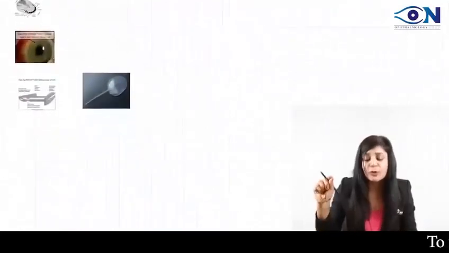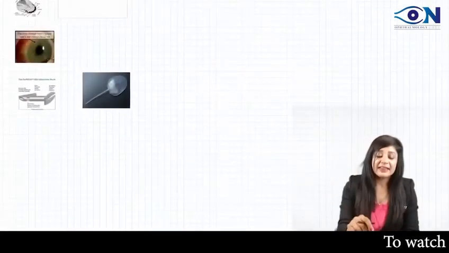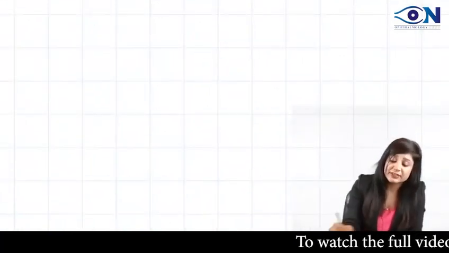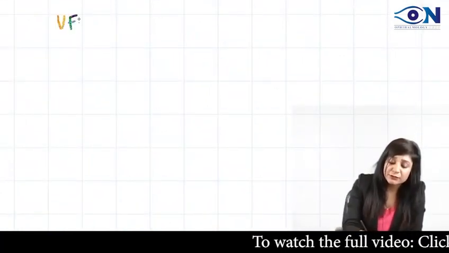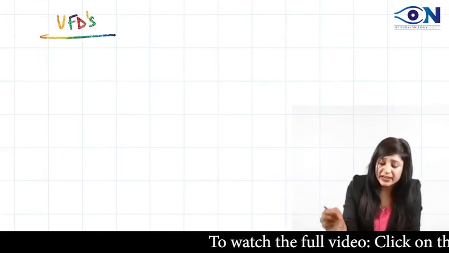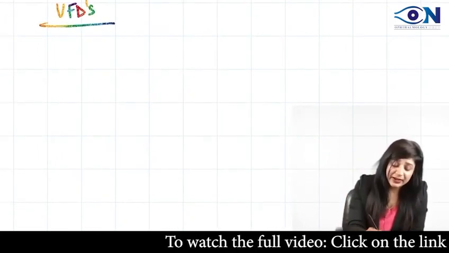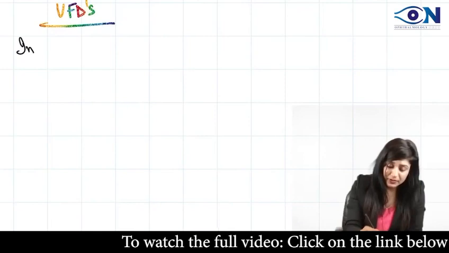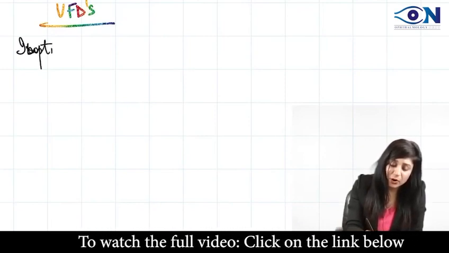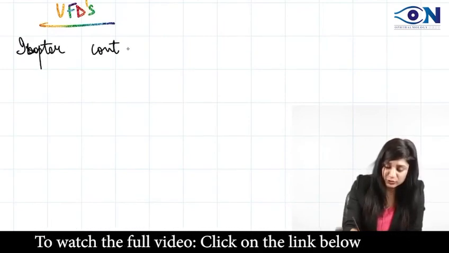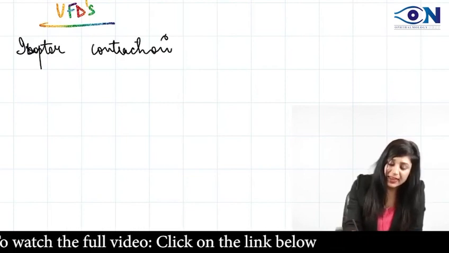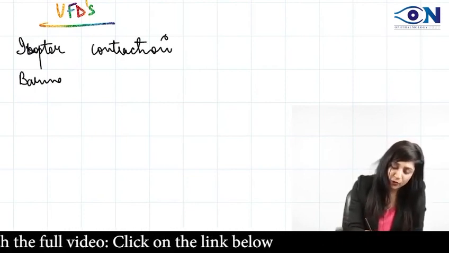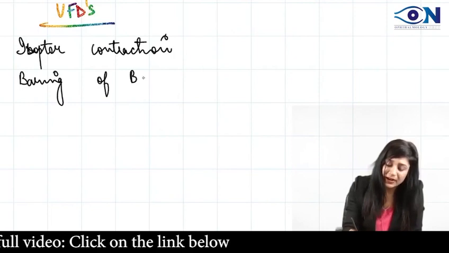Normal CD ratio 0.3 or 0.4, and then the order of the visual field effects. The order of the visual field effects is also important. Let's write the order, and I had made a mnemonic for you. First was the isopter contraction. Then we have got the bearing of the blind spot.